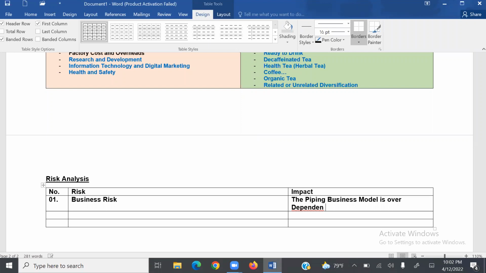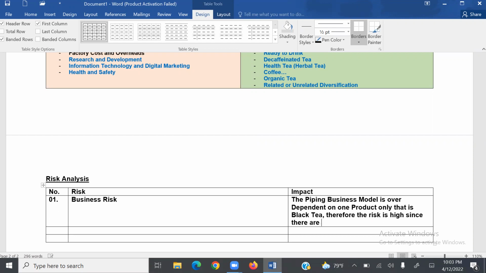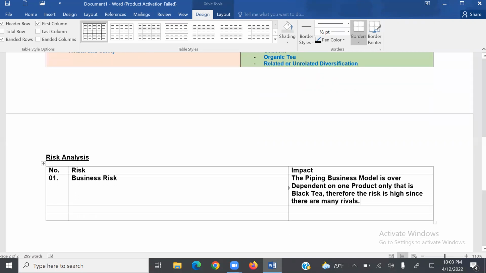The company is over dependent on what, students? One product only, that is black tea. Therefore, the risk is high, since there are many rivals. Agree, no, Monica? Yes or no? Currently yes, other sectors are also there, so it's a very correct answer.